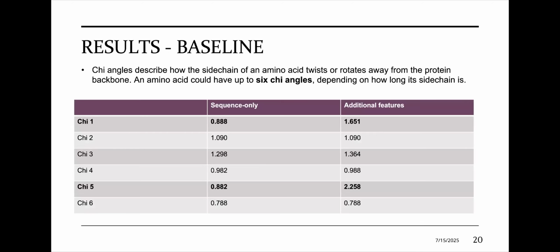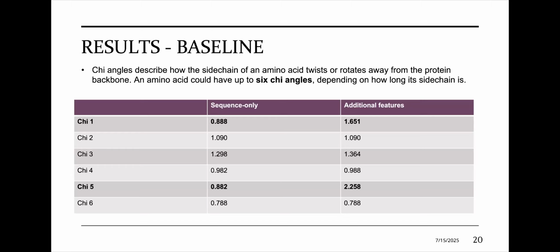In total, 4 models were trained, 2 for the baseline and 2 for the optimized model. The best baseline model was the sequence-only model, and the best optimized was the additional features model. The table shows each of the 6 sidechain angles' mean absolute error. Chi angles describe how the side chain of an amino acid twists or rotates away from the protein backbone. Each amino acid can have up to 6 chi angles, depending on how long its side chain is.